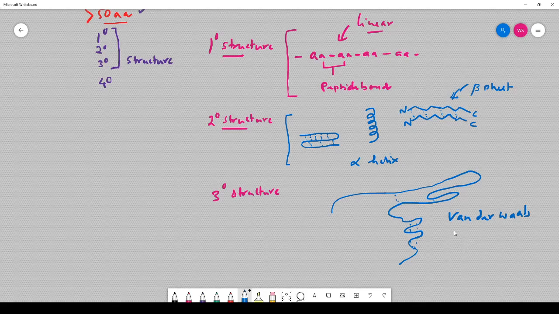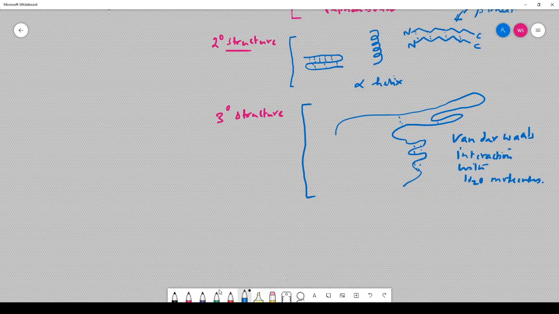Or there is interaction with water molecules. Then those structures that are formed are called tertiary structures. So quaternary structures are formed when a protein has got more than one subunit, and it's folded in a complicated manner, that gives rise to a quaternary structure.